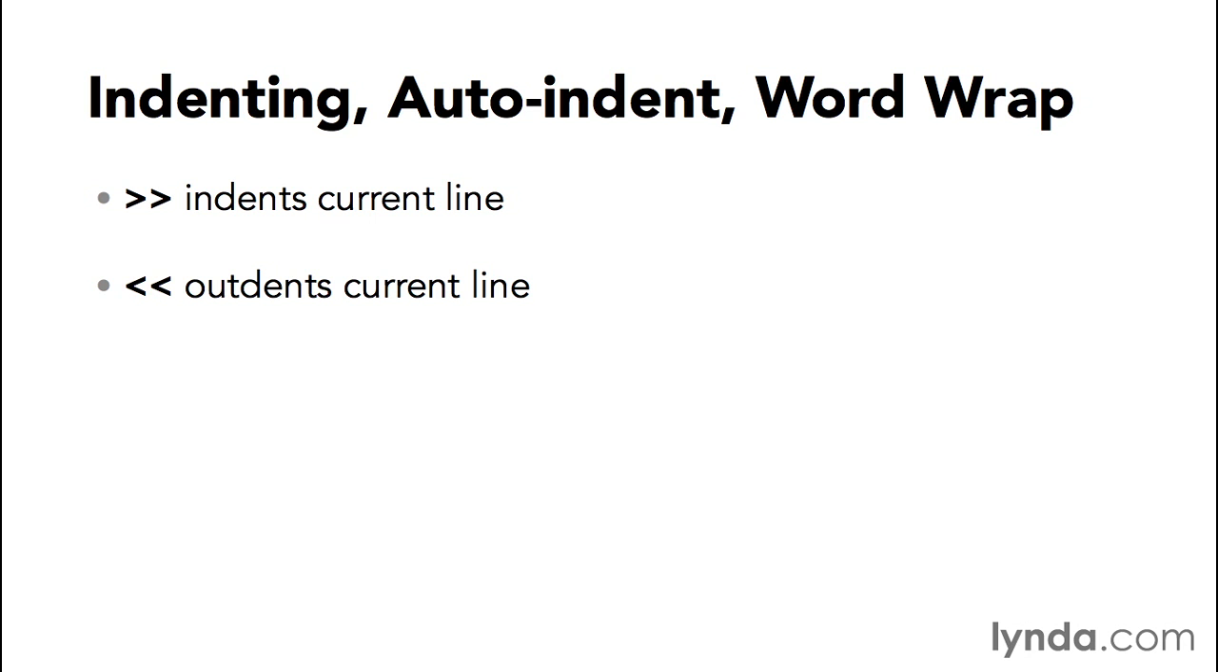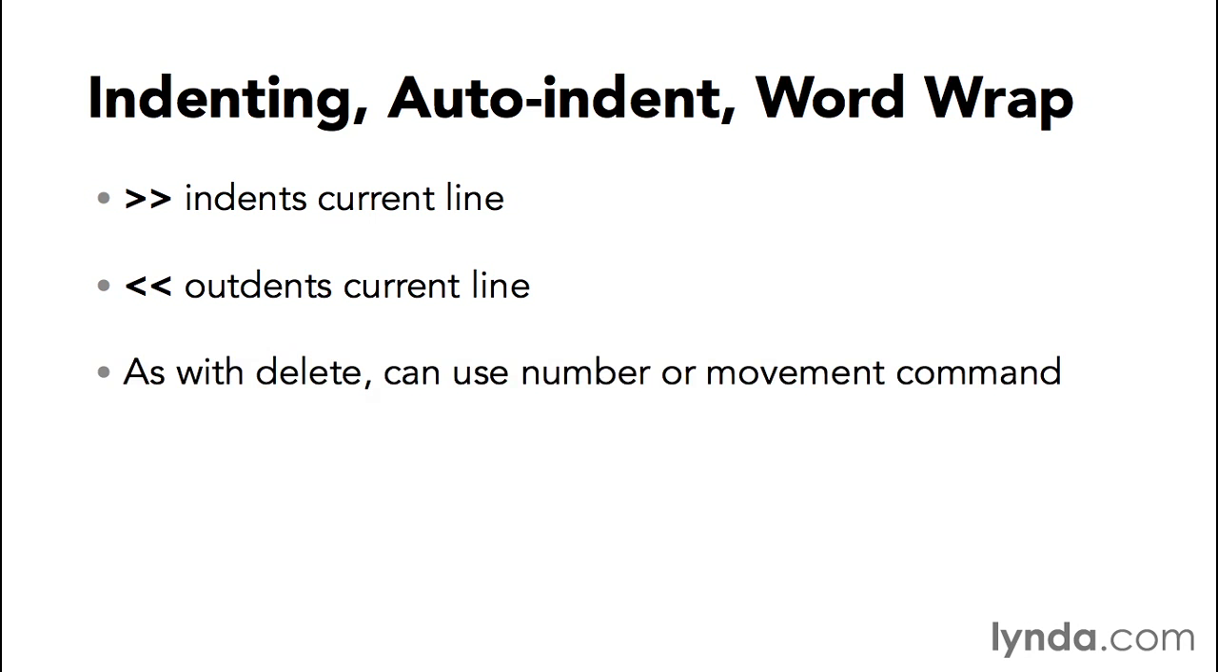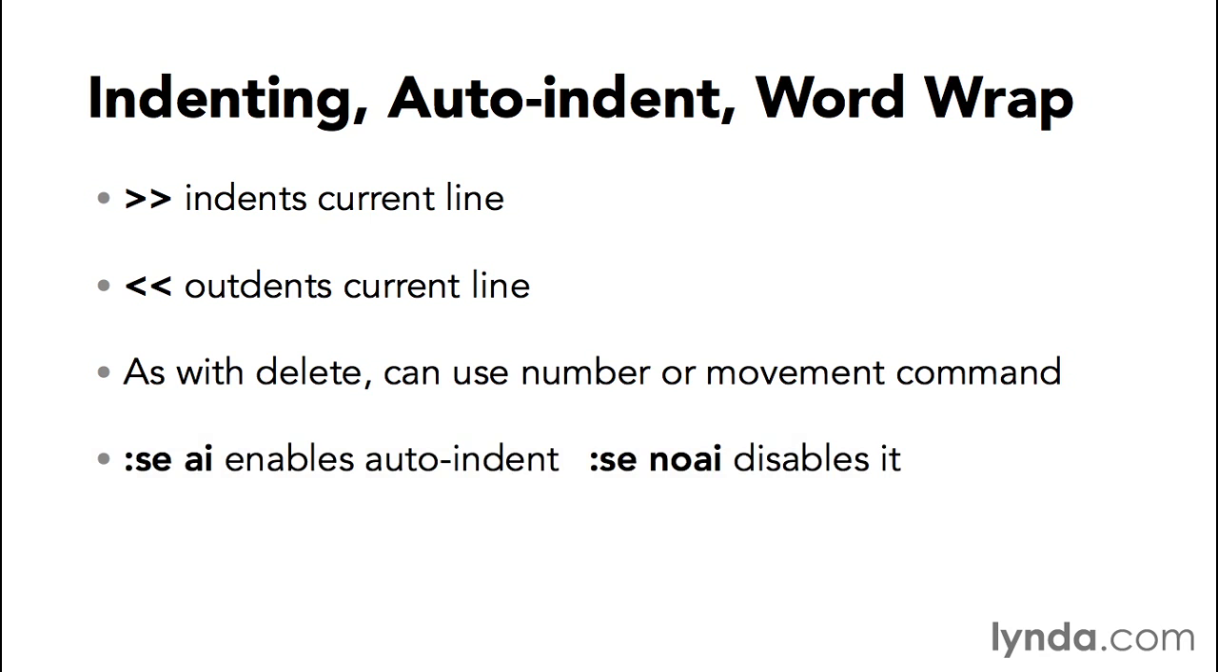The pointy bracket commands, like with delete, can use a number beforehand or any movement command. For example, you can say two pointy bracket to indent two lines, or you can say bracket brace to indent an entire paragraph. VI also includes an auto-indent capability.